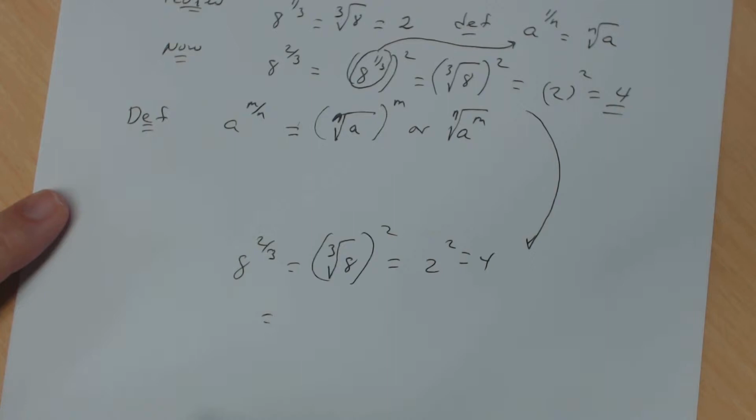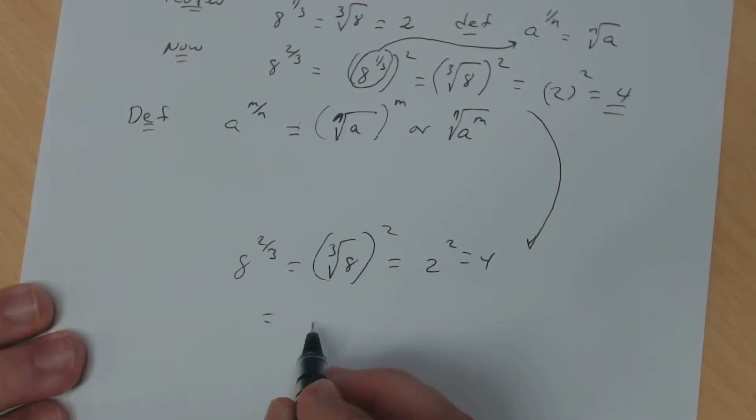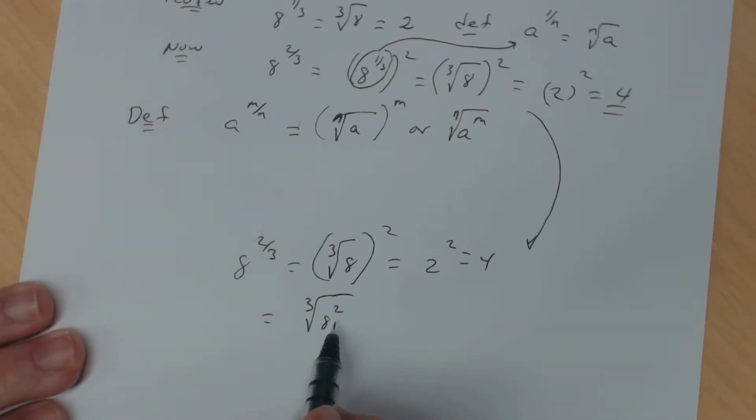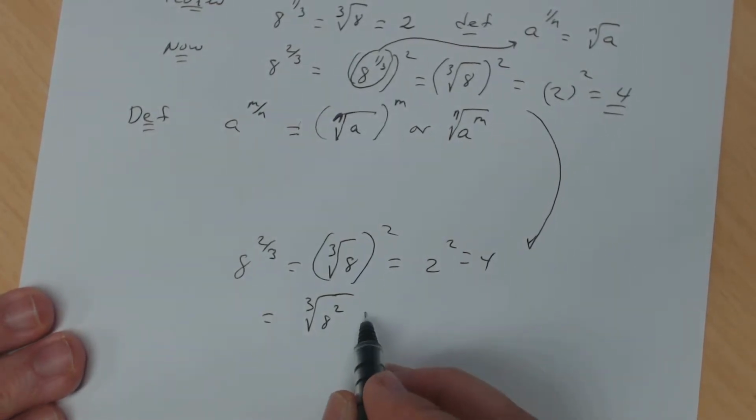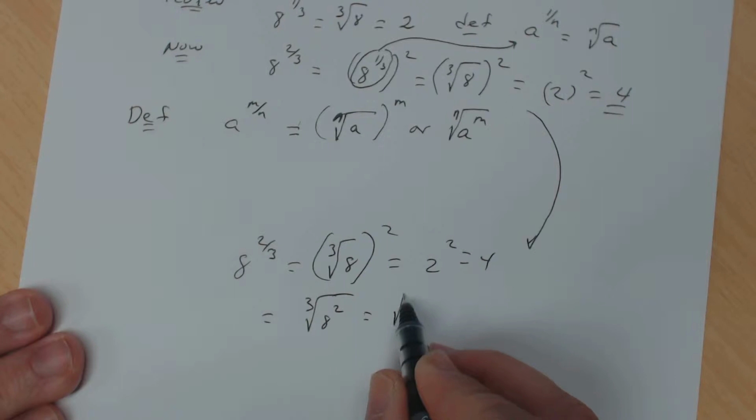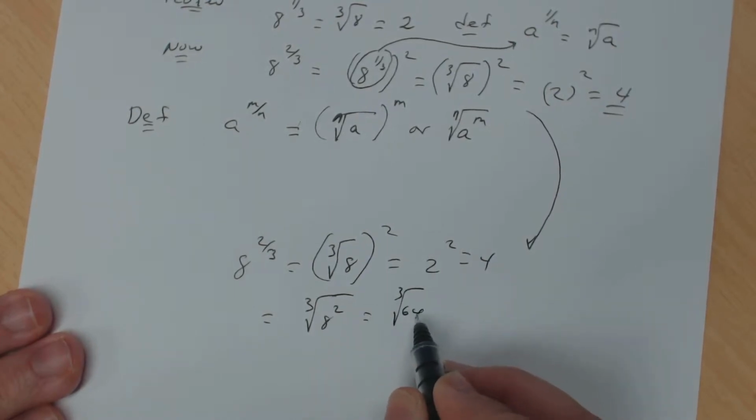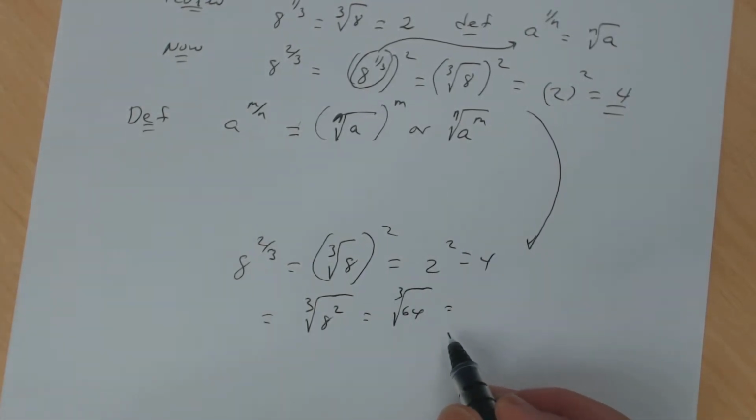What I want you to understand is that 8 to the 2/3 is also the same thing as saying the cube root of 8 squared, like this. So you're squaring the 8 instead of squaring the cube root of 8. Let's make sure it makes sense. The cube root of 8 squared is the cube root of 64, and then you ask yourself, what times itself 3 times is 64? Well, the answer is 4. 4 times 4 is 16, 16 times 4 is 64.